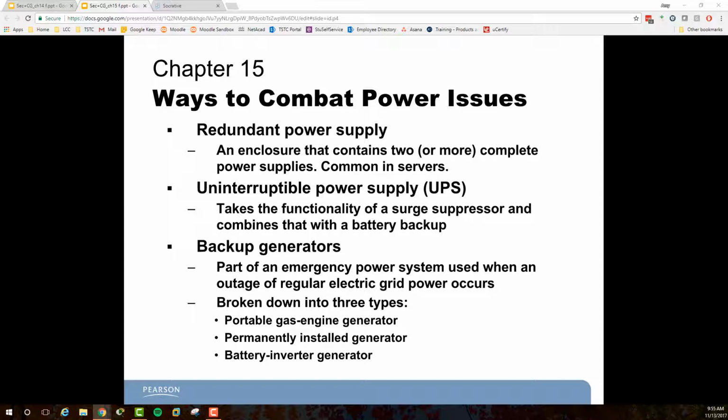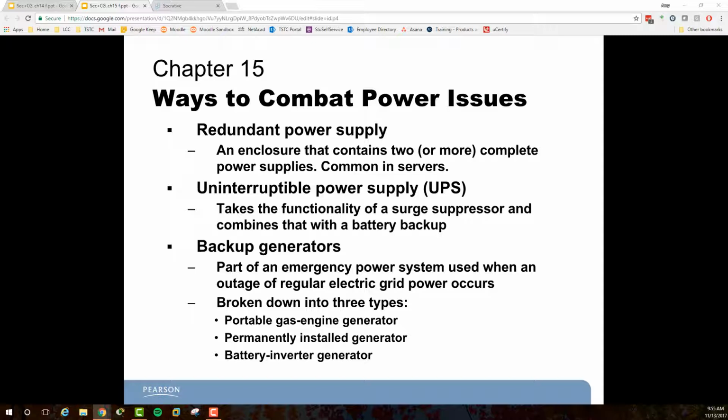So you can have a redundant power supply. So in an enterprise grade router or a server, a lot of times there will actually be two power supplies inside the device, so that if one fails, the other one can kick on and take over while you replace the one that failed.